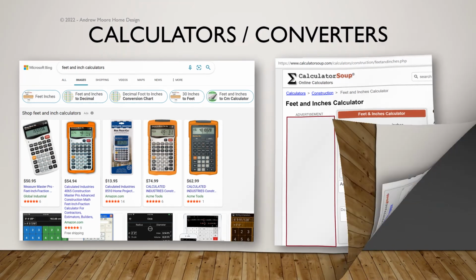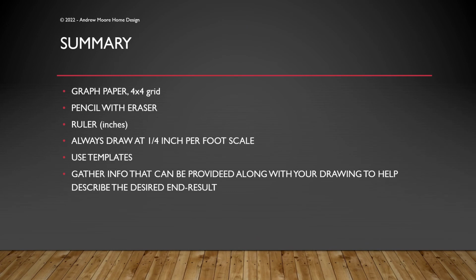So in summary, here's a list of things you'll need at a bare minimum: 4x4 graph paper, pencil and eraser, a ruler or architectural scale, if not using graph paper. Always draw to scale. That's how you know what fits. Use templates to help you draw things to scale other than walls, and remember to provide your home designer or builder with ample information so that your needs, wants, and wishes can be known and communicated properly. It also saves your designer time, which is money, and it will almost certainly eliminate costly mistakes.